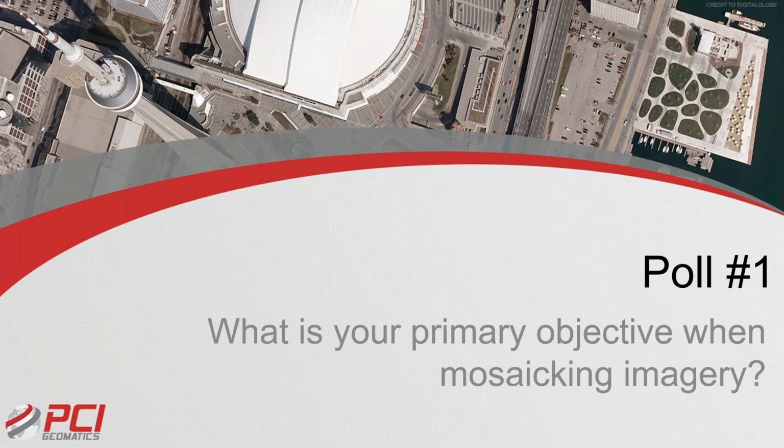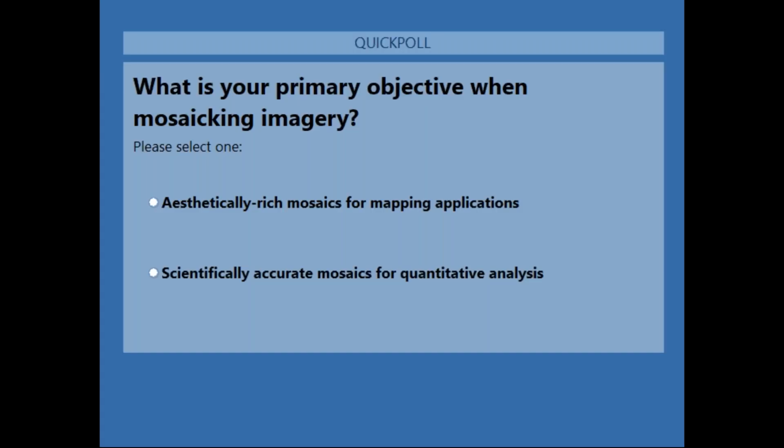I have a quick poll I would like to start. I'd like to know, what is your primary objective when mosaicing imagery? We have two options. Either A, your goal is to create aesthetically rich mosaics for mapping or for visual interpretation and applications, or B, creating scientifically accurate mosaics for more of a quantitative analysis approach, and you can produce them through compositing techniques.